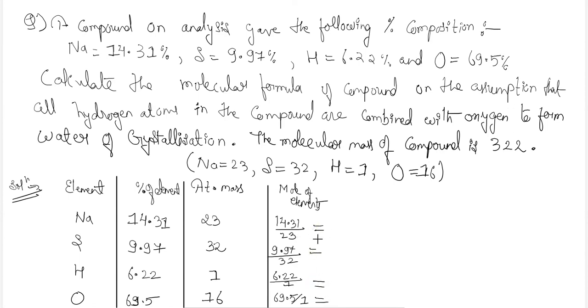So 14.31 divided by 23. It becomes 0.62. Next, 9.97 divided by 32 becomes 0.31. Here 6.22 and here 69.5.